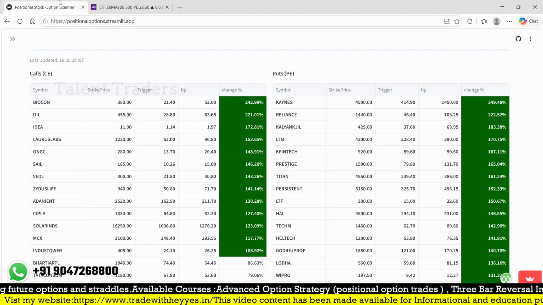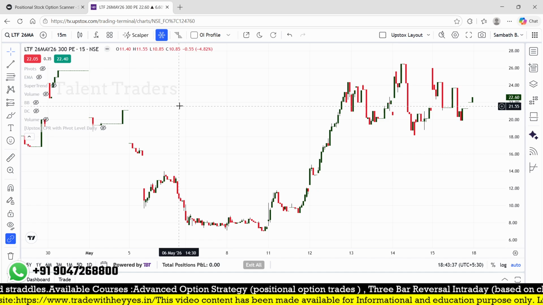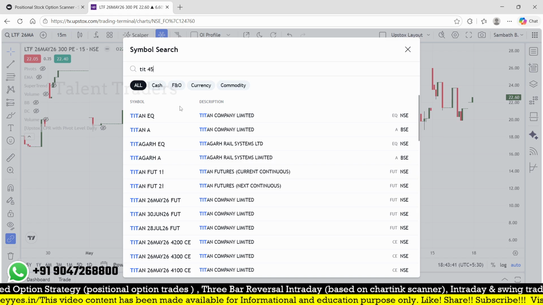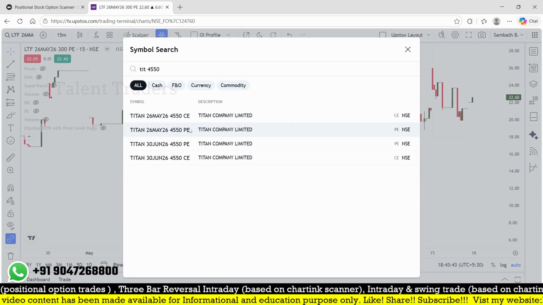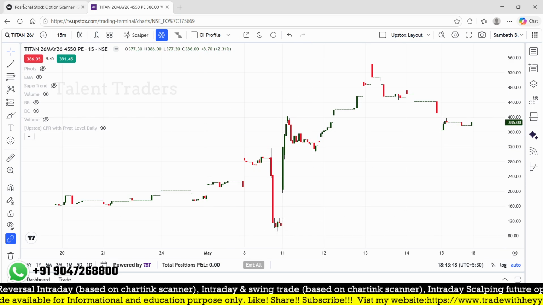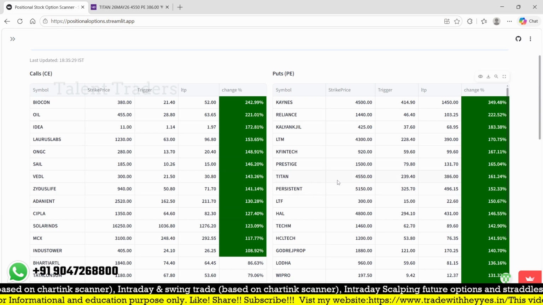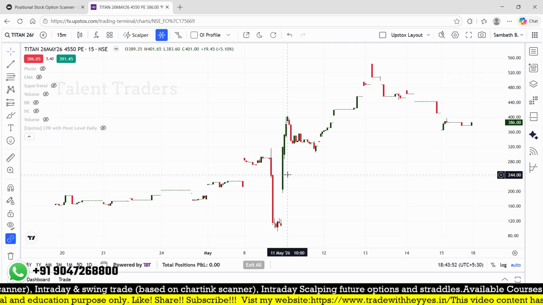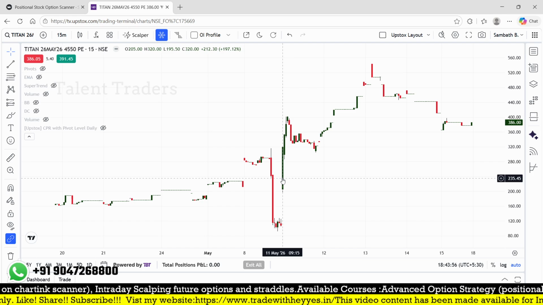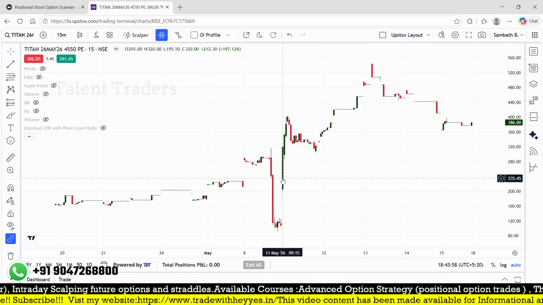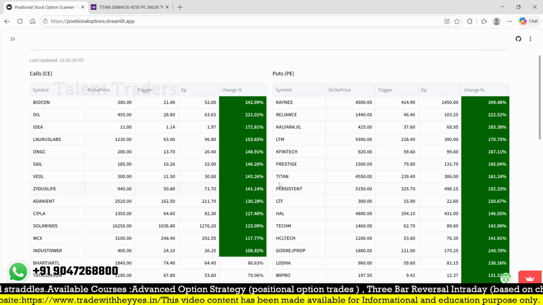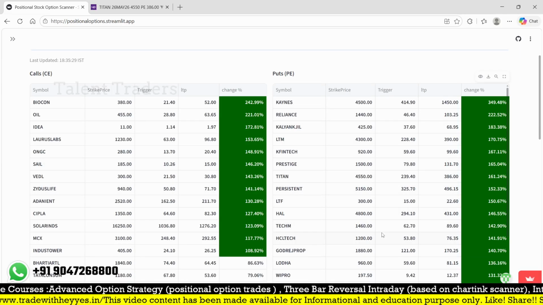So Titan 44550. Let me check. So this is directly linking to our positional course. The scanner is helping you to understand the logic. So here 11, immediately it went to 397. What should be our breakout is 239. If you look at this, this is a gap up in the 915 candle. It went up to 320. So we consider this is not a valid trigger. So once you ignore this invalid trade, we will be trying to find newer opportunities.